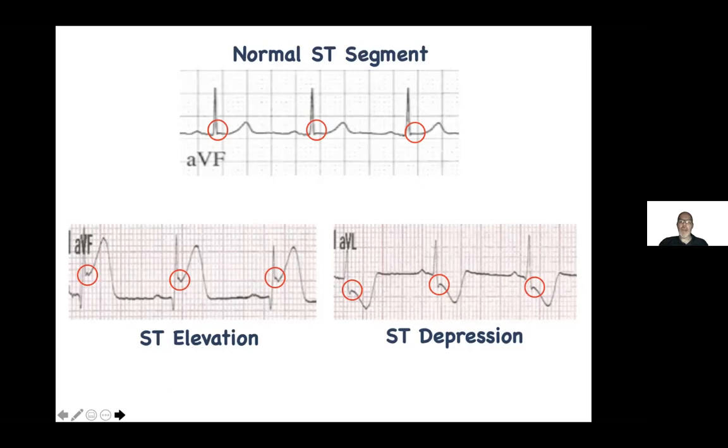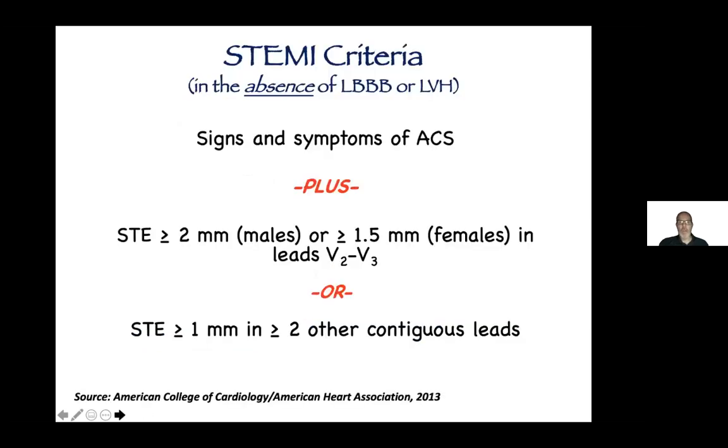Obviously, these lower two examples, one would not need a straight edge. Here's your J point, here's your TP segment way down here, and there's obviously a monumental amount of ST elevation in this example, as well as a monumental amount of ST depression in this example here on the right. These are classic, these are obvious, and these are easy, but they're not always that easy.